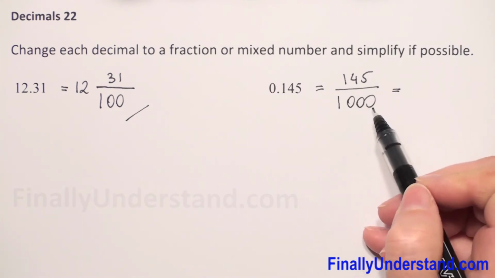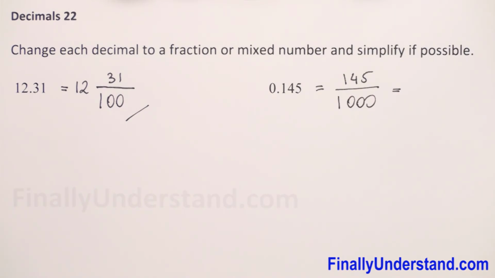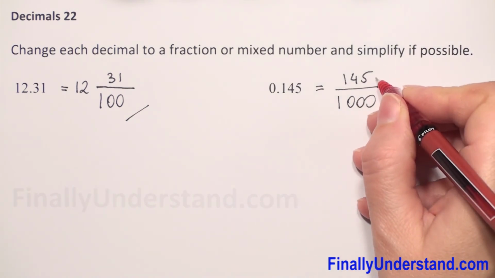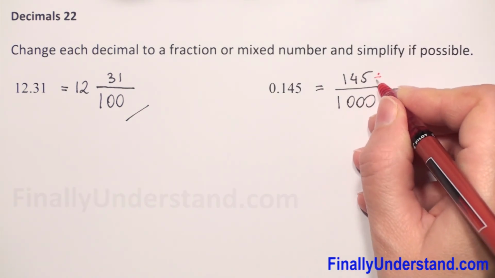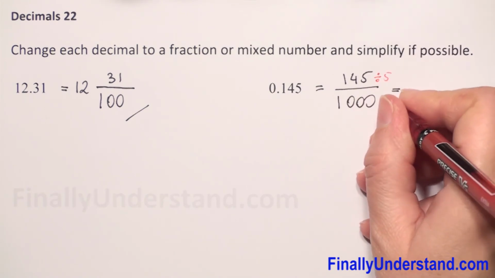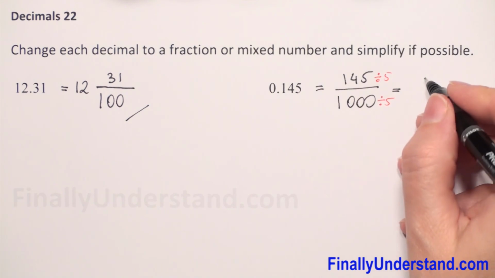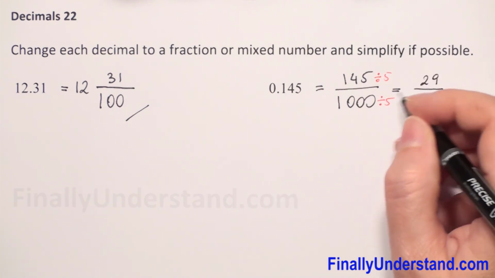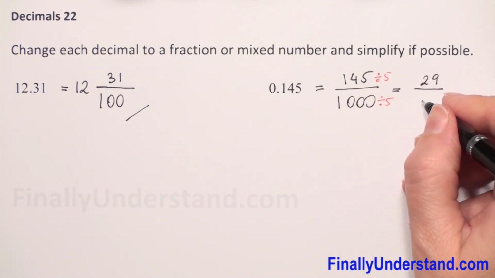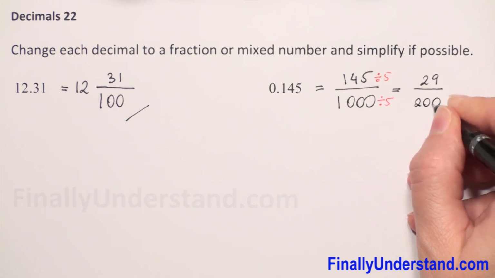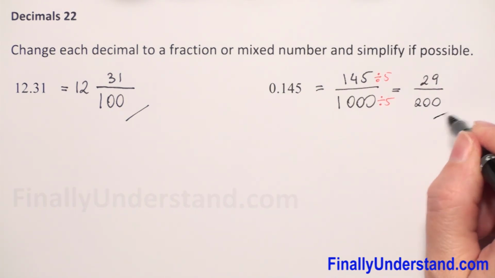Now we have to check if we can reduce the numerator with the denominator. At the end we have 5 and 0, so we can divide the numerator and denominator by 5. 145 divided by 5 is 29. We divide the numerator by 5 and the denominator by 5. So this is 29, and 1000 divided by 5 is 200. So this is my solution.